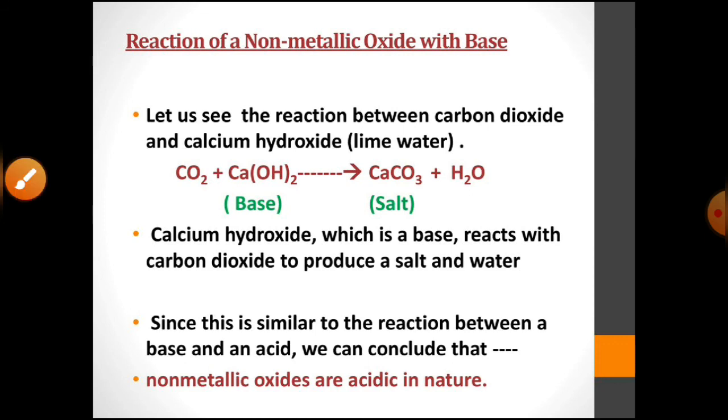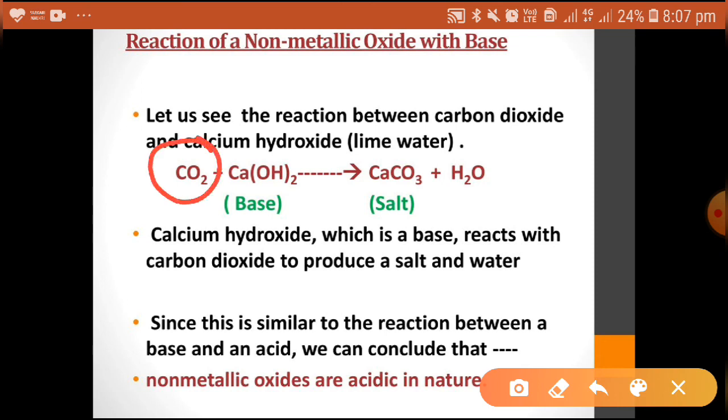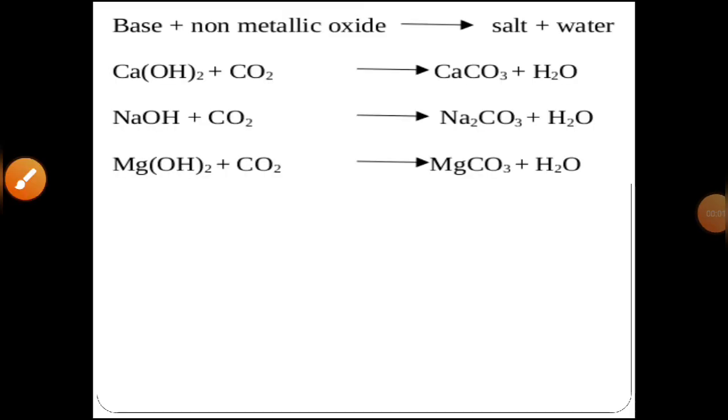So here carbon dioxide is taken, which is the non-metal oxide, which reacts with calcium hydroxide to give calcium carbonate plus water. So this is also an example of neutralization reaction. So base plus acid, this non-metal oxide is generally an acid. So non-metal oxide plus base will give salt plus water. Various non-metal oxides react with bases to give salt plus water.